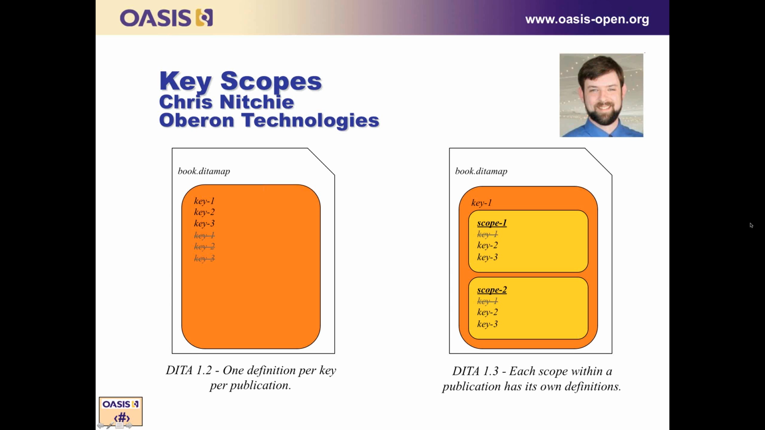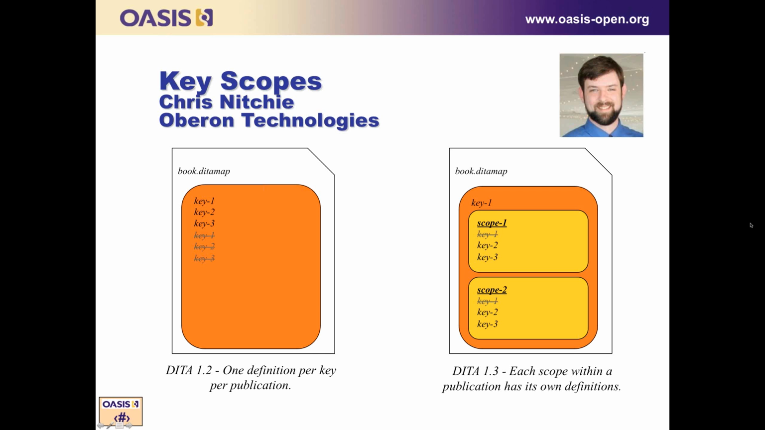But if you had more than one definition for a given key, they would be overridden. They would be overruled. One major limitation of the key mechanism in DITA 1.2 is that a given key could only have a single definition for the entire map, the entire publication. So here on the left, we have a version of a hypothetical publication where we have key 1, key 2, and key 3. Each one is defined multiple times, perhaps because different parts of the publication really want to use different resources for those keys. But that's impossible in DITA 1.2. Basically, the first definition of a key is the one that takes precedence.